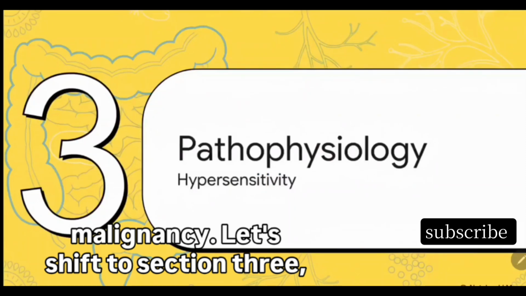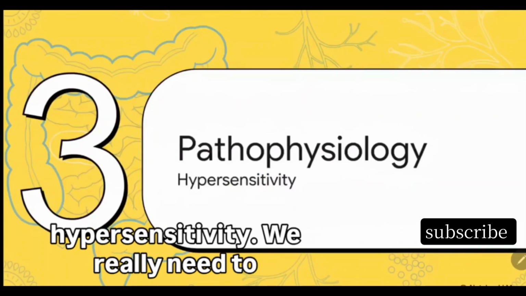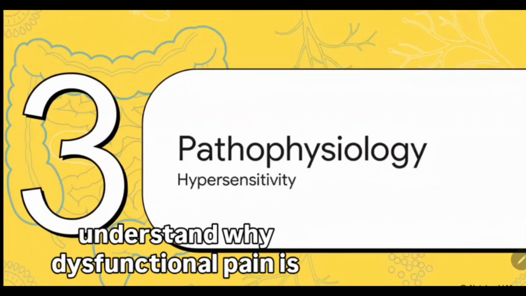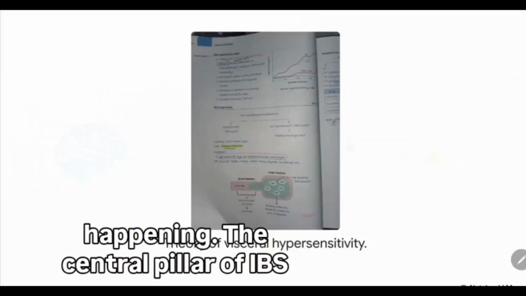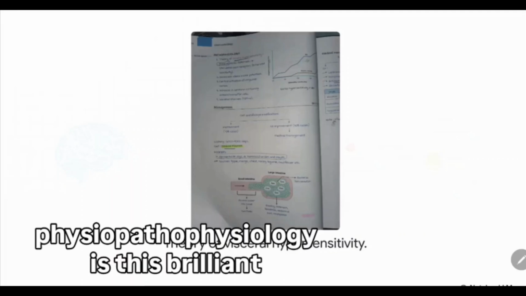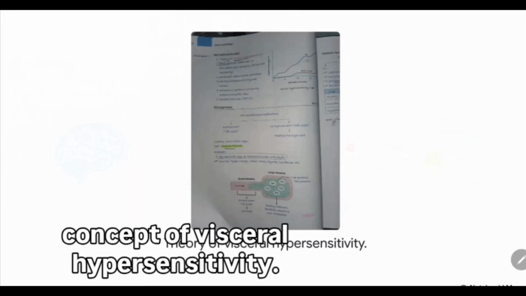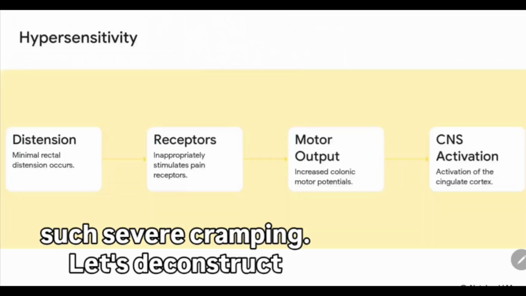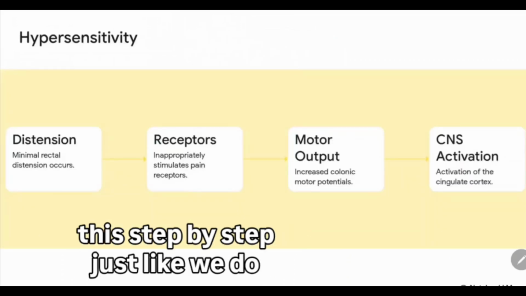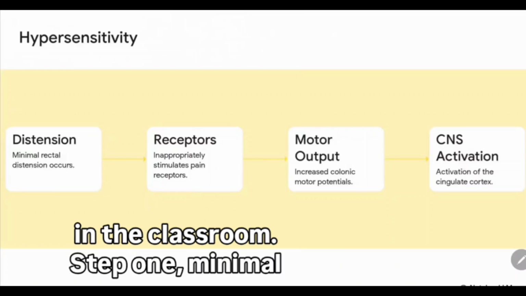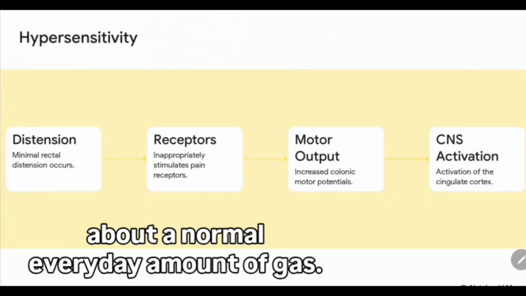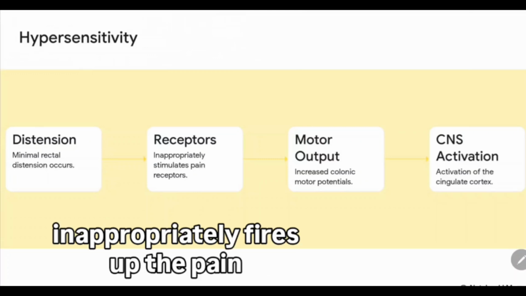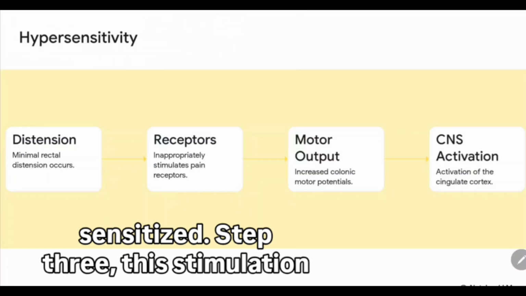Let's shift to section 3, pathophysiology and visceral hypersensitivity. We really need to unpack the underlying mechanism to understand why this functional pain is happening. The central pillar of IBS pathophysiology is this brilliant concept of visceral hypersensitivity. This is exactly why the patient feels such severe cramping. Let's deconstruct this step by step, just like we do in the classroom. Step 1, minimal rectal distension occurs. We're talking about a normal, everyday amount of gas. Step 2, this tiny distension inappropriately fires up the pain receptors because they are highly sensitized.